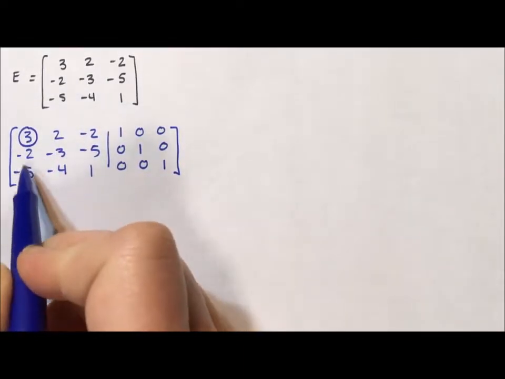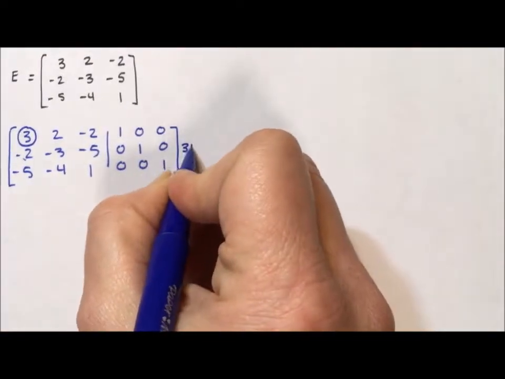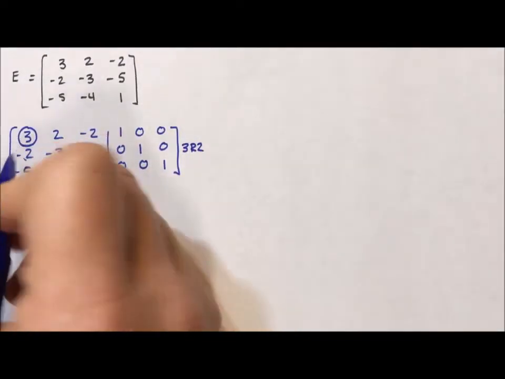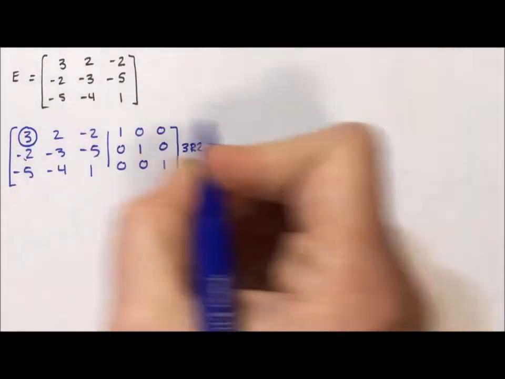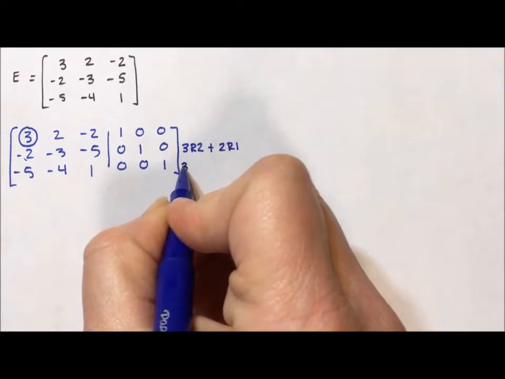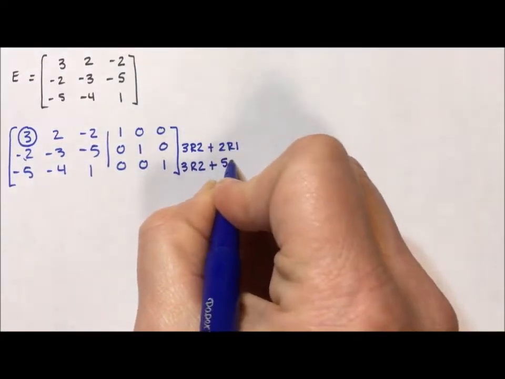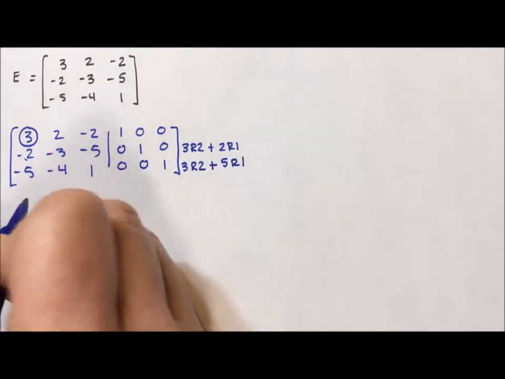I'll use this 3 to zero these two numbers out. So I take the 3 down and I say 3 times row 2. And because they're opposite signs, I'm going to add, bringing the 2 up, 2 times row 1. Bring the 3 down to row 3. Opposite signs means I add 5 times row 1. All right, so we'll do the math.